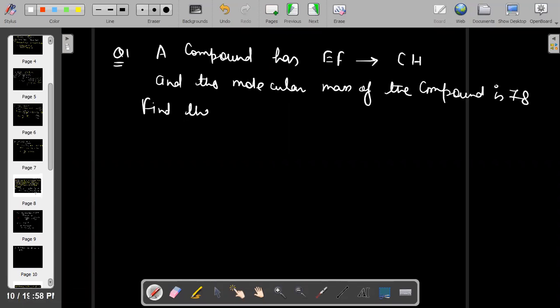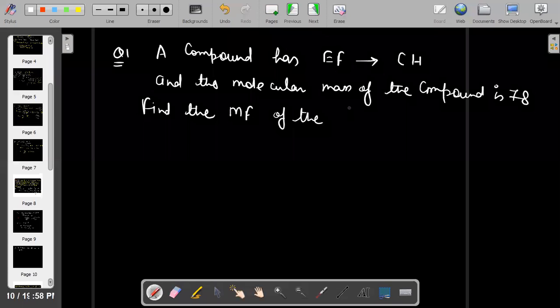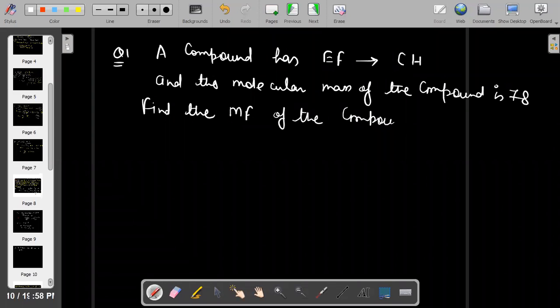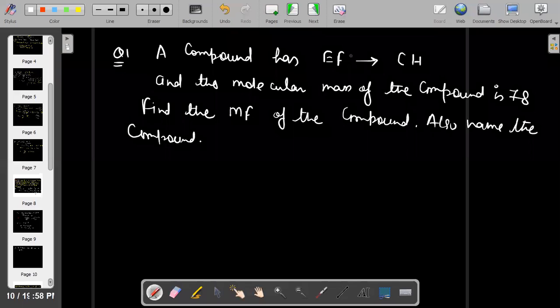Find the molecular formula of the compound. Molecular formula ढूंढना है. Also name the compound. Compound का क्या नाम है? Also name the compound. Do fast. It's your turn. A compound has empirical formula CH and the molecular mass of the compound is 78. Find the molecular formula of the compound and also name the compound.